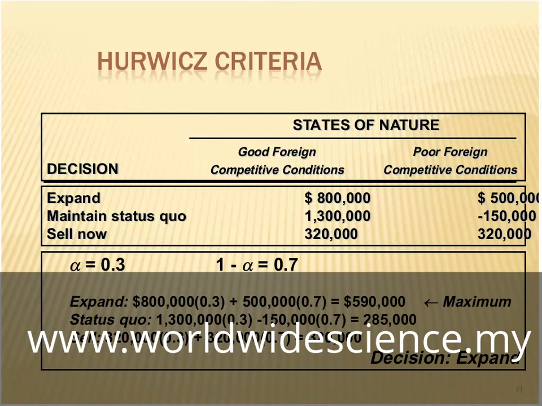This is the rule. If you want to calculate the level of optimism for each item, you should multiply the coefficient of optimism by each result, and then evaluate the level of optimism for that option or for that project. This is the rule. When you calculate all of these numbers, you should select the maximum. The decision is expand. Okay.